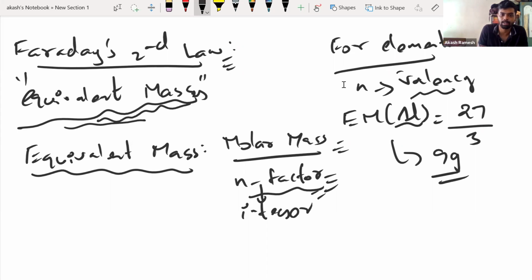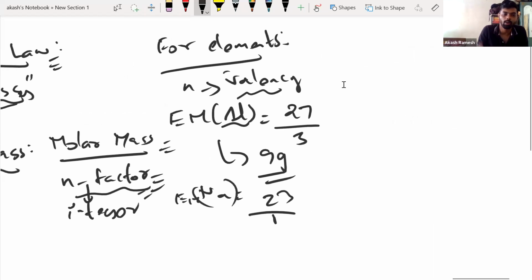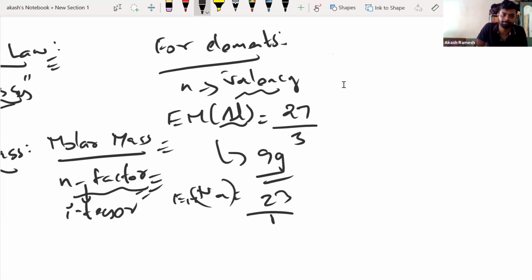Now for example, if I ask you for the equivalent mass of sodium, that would be 23 grams, and I know the valency of sodium is 1. So in this case, the equivalent mass and the molar mass are the same. Say if I ask you the equivalent mass of chlorine, you will just put 35.5 divided by 1, because I know chlorine has a valency of 1. Now that is for elements.